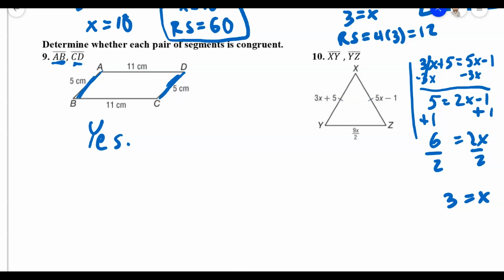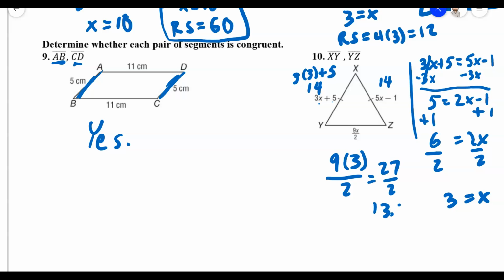So now we can test, even though if I just assume from the picture that they're not congruent because they're not marked as such, I can still test it, okay? So 3 times 3 is 9, plus 5 is 14. That's XY. And we know this should be 14 as well over here, 5 times 3 minus 1. But they want to know is XY and YZ equal to each other. So let's take YZ, that's 9 times 3 divided by 2. So I have 27 divided by 2, that's 13.5. So this is definitely a no, they're not congruent. One of them's 14, and then 13.5 for that other side.